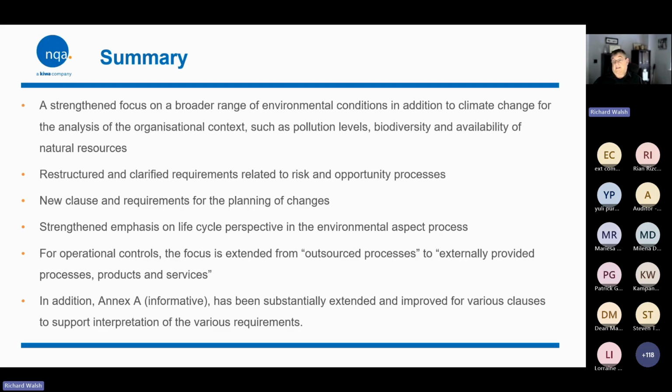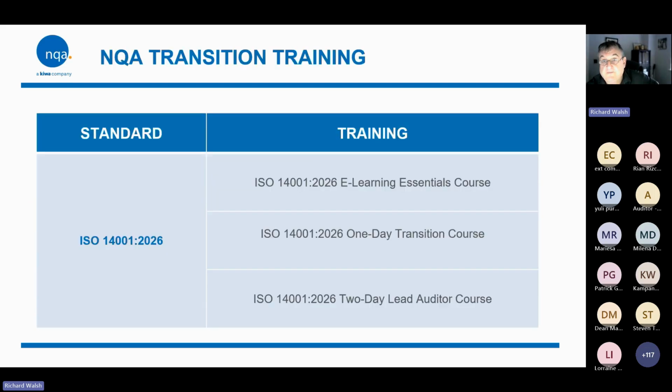Strengthened emphasis on life cycle perspective in the aspects process and moving forward into the controls coming out of that. It's changed this terminology from outsourced processes to externally provided processes, products and services. So we need to be thinking about, have we any control, have we any influence over the people that we use to provide services or we buy products from? And I can't stress this enough, Annex A, which it calls as informative, and that's the important word, it is informative. It's been substantially extended and improved for all of the different clauses to help support interpretation.